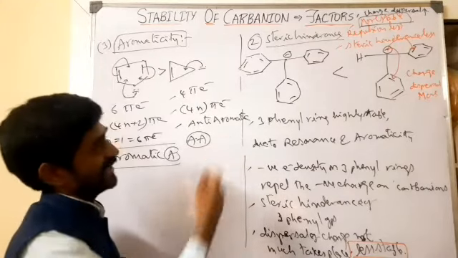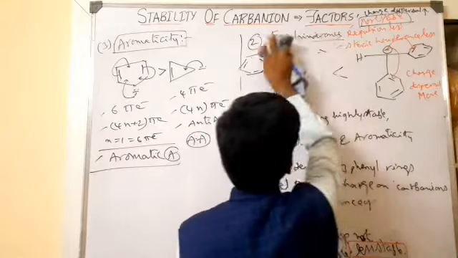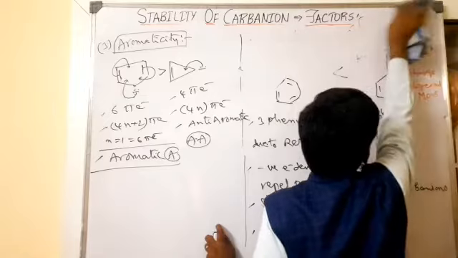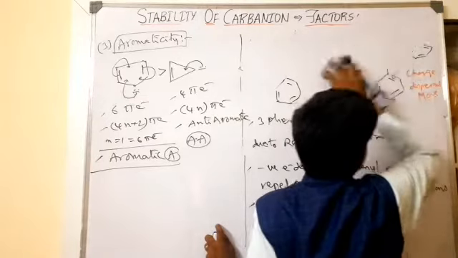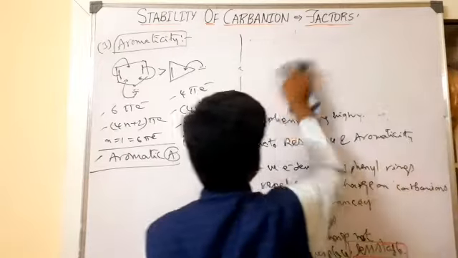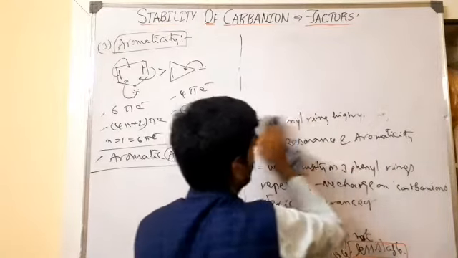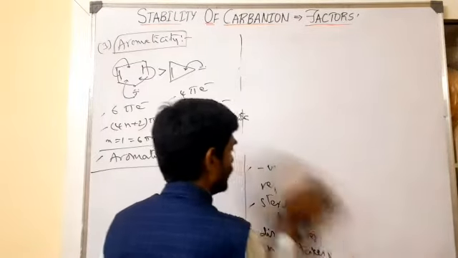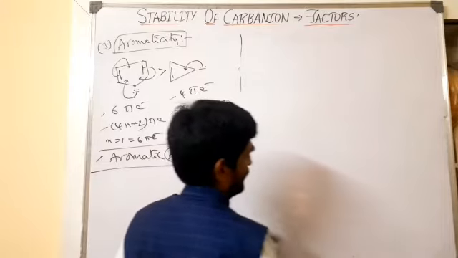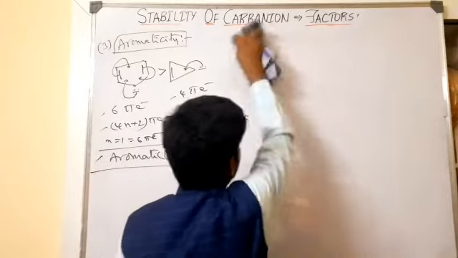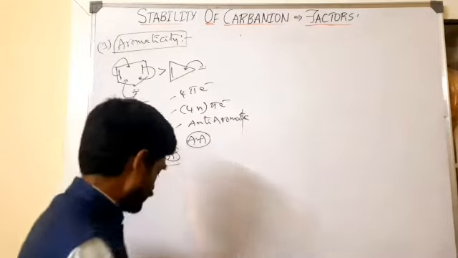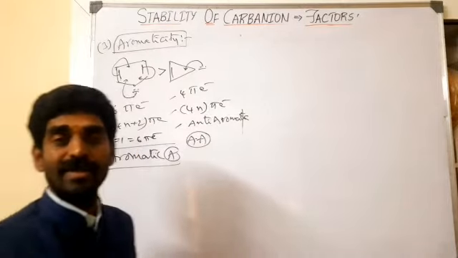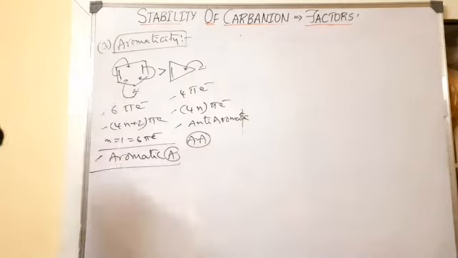Now we'll move to another example, and I am going to give the compounds. So still now we did three factors. One is d-orbital resonance, the second is steric hindrance, and the third is aromaticity, the aromatic character. The molecule having aromatic character is the most stable, so it gives a more stable carbanion than a molecule having anti-aromatic character. Right, next example.